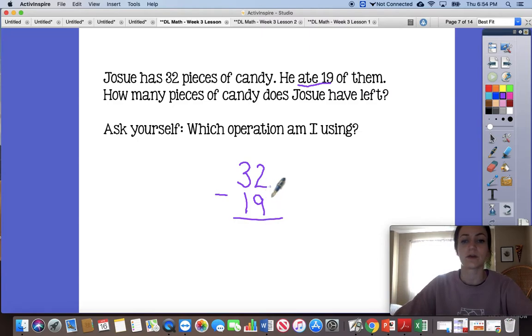Okay, starting with my ones, 2 minus 9. If you have 2, can you take away 9? No, right? So I have to go over to my tens and borrow a 10. Now I have 2 tens, and I'm going to give myself 10 ones. So I have 12 ones.